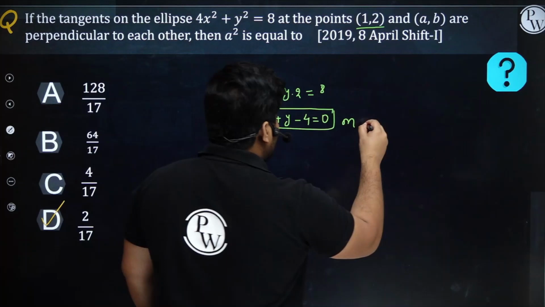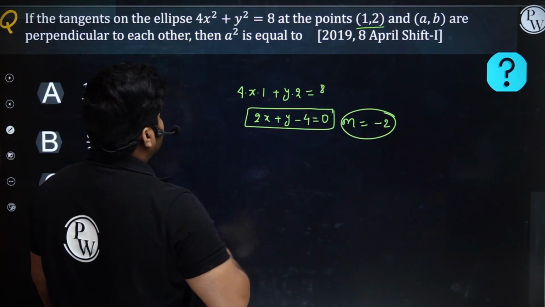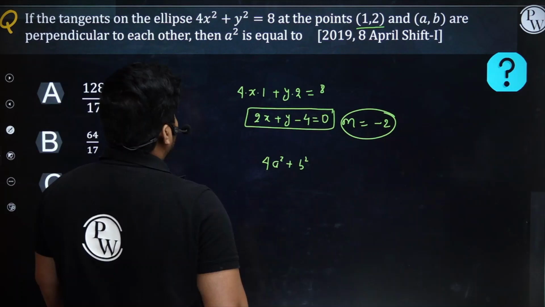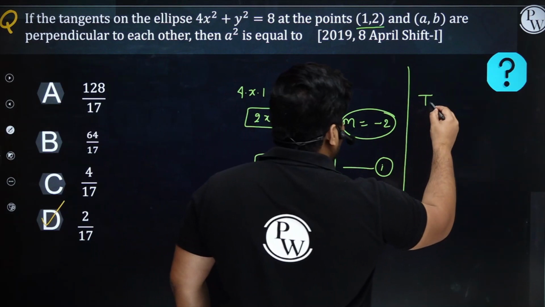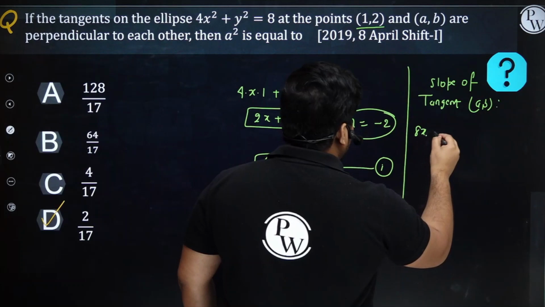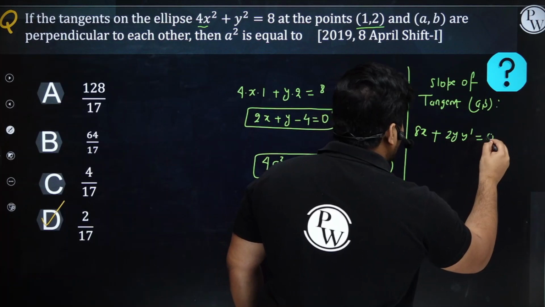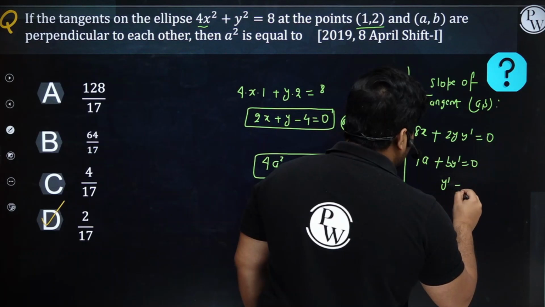What else is given? The tangents at (1, 2) and (a, b) are perpendicular. So (a, b) is also lying on this ellipse. So 4a² plus b² equal to 8. This is one equation, right? And if you find the slope of the tangent at (a, b), just differentiate. So this is 8x plus 2y y' is equal to 0. Replace x with a and y with b. So b y' is equal to 0. So what is y'? y' is minus 4a upon b, right?